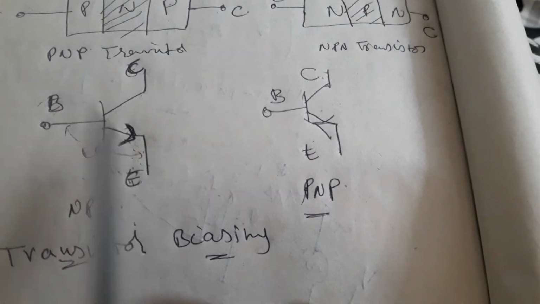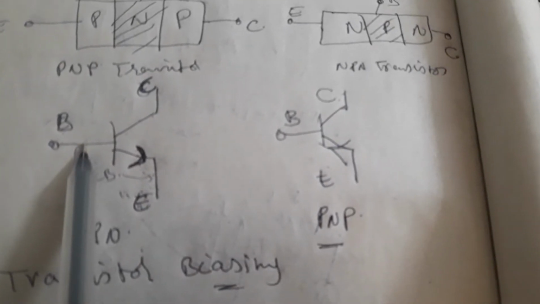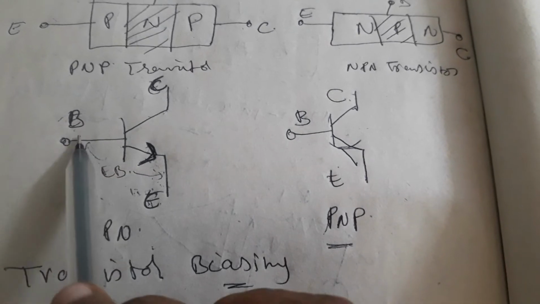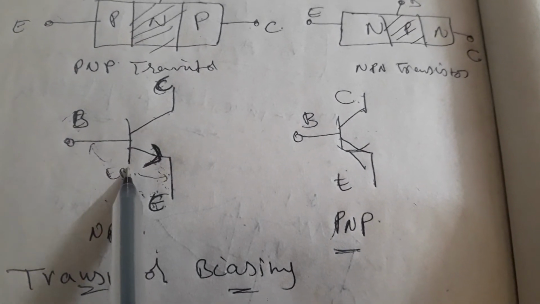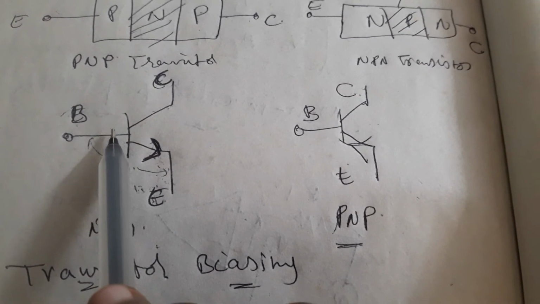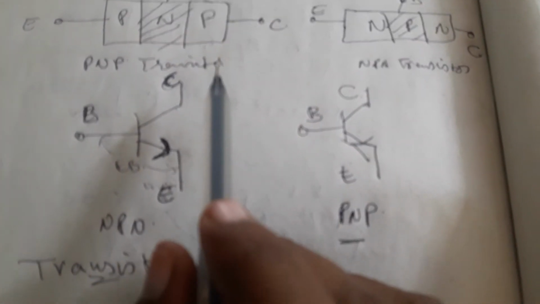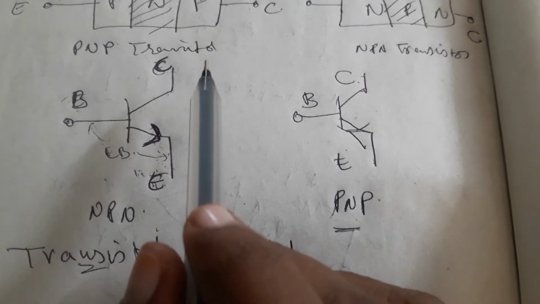What is transistor biasing? Usually the emitter base junction is forward biased and the collector base junction is reverse biased. Due to the forward bias on the emitter base junction, an emitter current flows through the base into the collector. Almost the entire emitter current flows through the collector circuit.